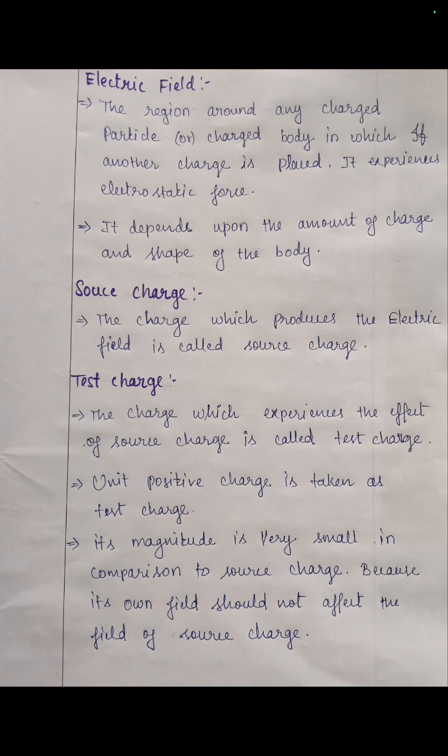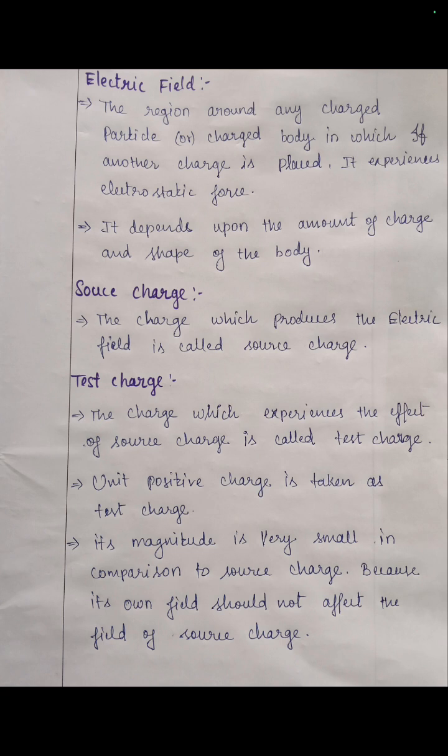The electric field produced by a charged body or a charged particle depends upon the amount of charge and the shape of the body. The charge which produces the electric field is called the source charge. Here capital Q is the source charge because capital Q is producing the electric field. And the charge which experiences the effect of the source charge is called the test charge. Here small q is the test charge, because small q experiences a force from the capital Q charge, and a unit positive charge is taken as the test charge.